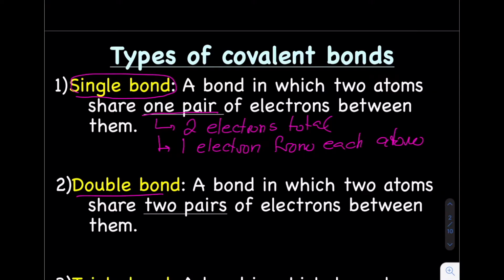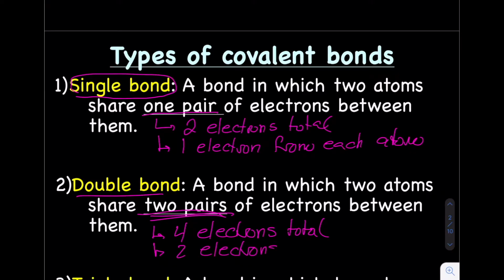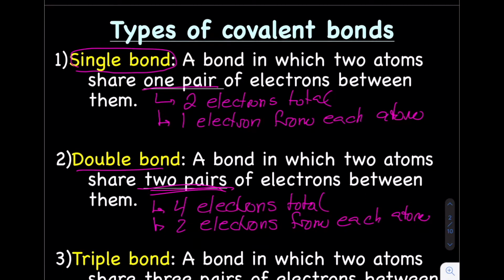A double bond is a bond in which 2 atoms share 2 pairs of electrons between them. 1 pair is 2 electrons, so this time we have 2 pairs, which means 4 electrons total, or 2 electrons from each atom. And one more type, I bet you can guess. It would be a triple bond.